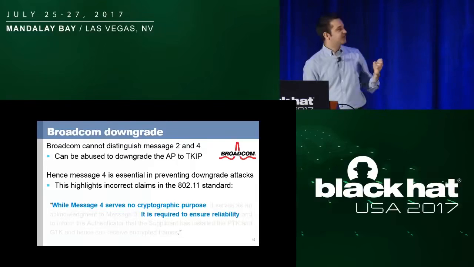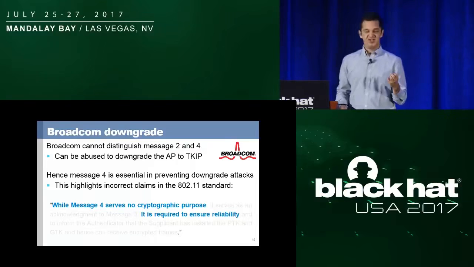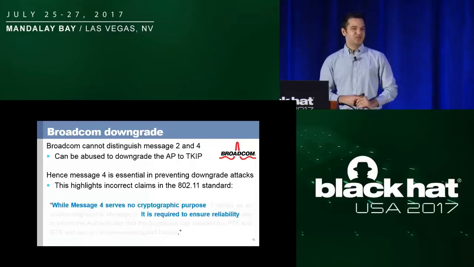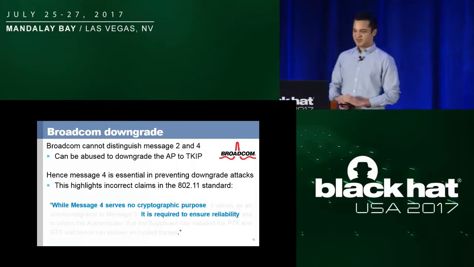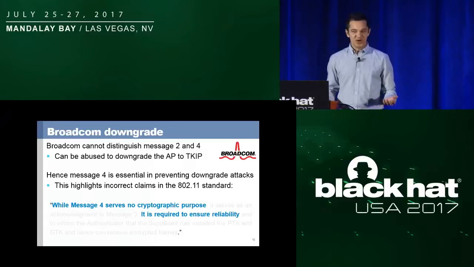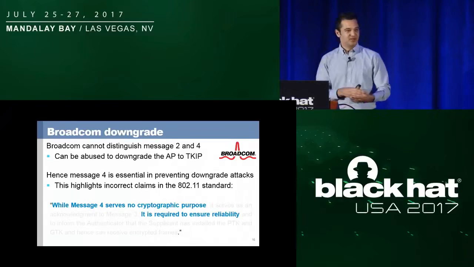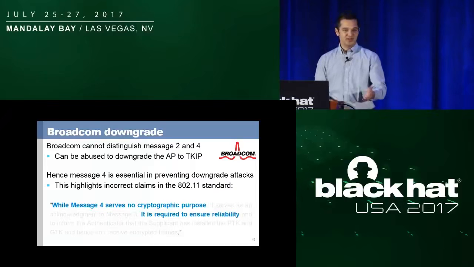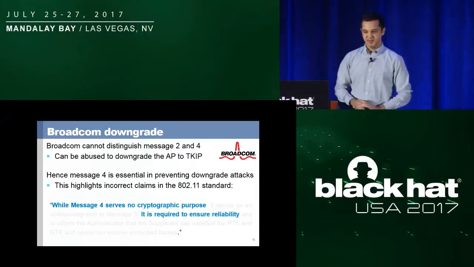Now the reason why I find this attack very interesting is because if you read the Wi-Fi standard, the official specification, it says that message 4 serves no real security purposes. It says message 4 is only there to ensure reliability. In other words, if you would drop message 4, you would still be fine. However, our attack clearly shows that if you don't handle message 4 properly, you can downgrade the access point. So here, essentially, not only did we find an implementation flaw, this also uncovered an incorrect claim in the Wi-Fi specification.